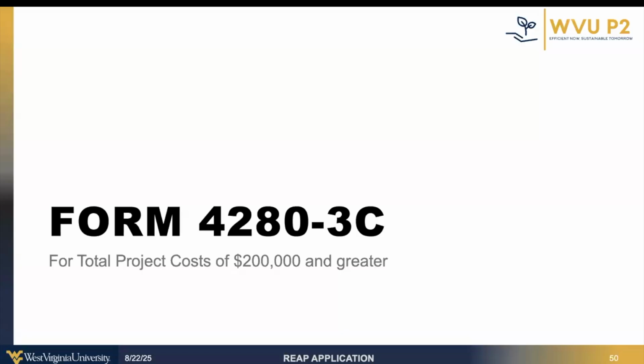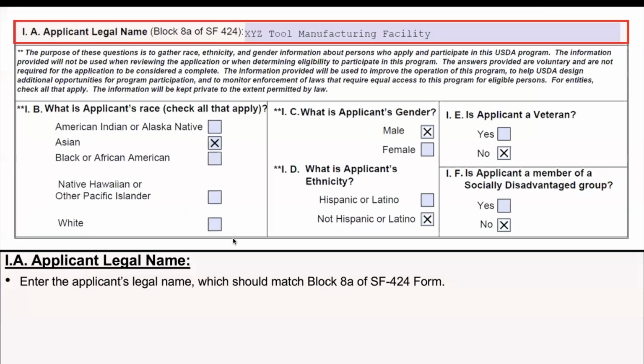Now we will discuss Form 4283C, required for REAP projects with total cost of $200,000 or more. I'll walk you through each section specifically for a high-efficiency furnace upgrade project. In field 1A, list the applicant's legal name, which should match Block 8A of SF-424 form.